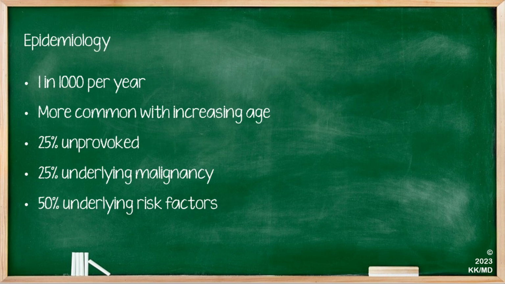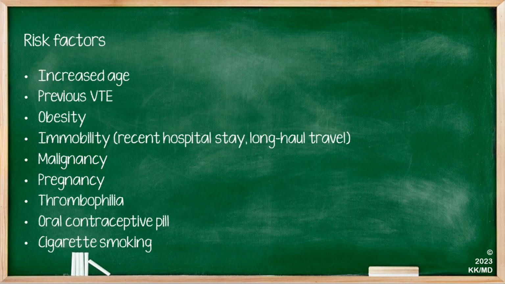Pulmonary embolisms affect 1 in 1,000 people per year and are more common with increasing age. 25% are unprovoked, another 25% are secondary to underlying malignancy, and 50% of people with pulmonary embolisms have underlying risk factors. These risk factors include increasing age, previous VTE, obesity, immobility, such as recent hospital stay and long-haul travel, malignancy, pregnancy, thrombophilia, oral contraceptive pill use, and cigarette smoking.